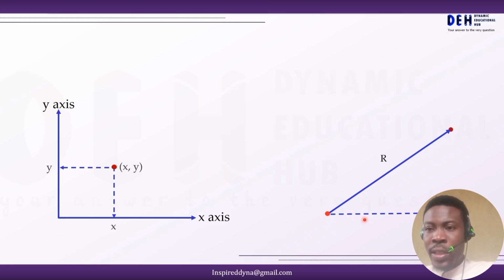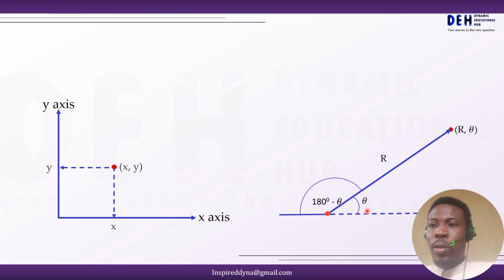Then you take an angular reading from this polar axis, going anticlockwise until you get to this line, the orientation of this line. Then you read off the angle, which is theta. So you can call the coordinates r, theta. r is the distance between the pole and the point, and theta is the angular reading between the polar axis, which corresponds to the x-axis, and the line. Theta can be measured in degrees or radians.